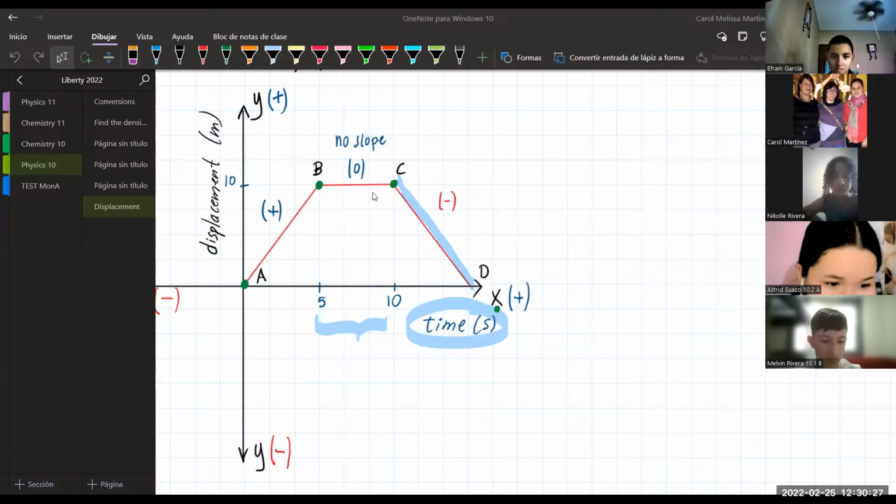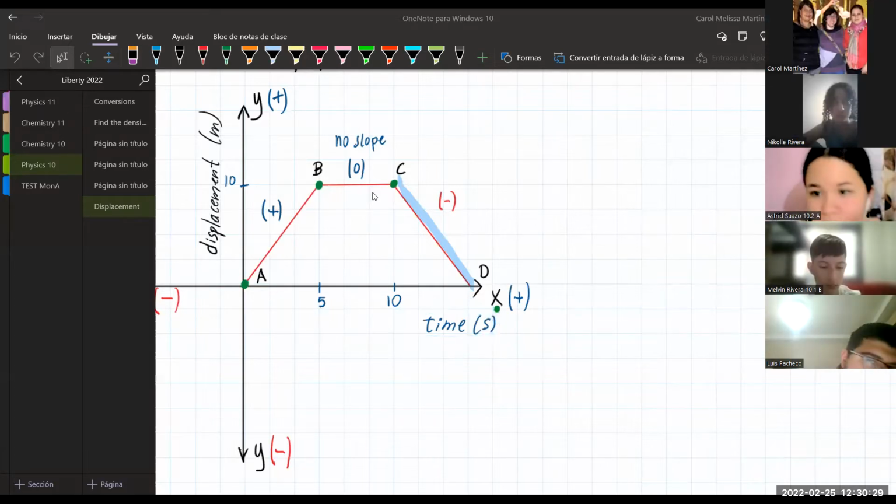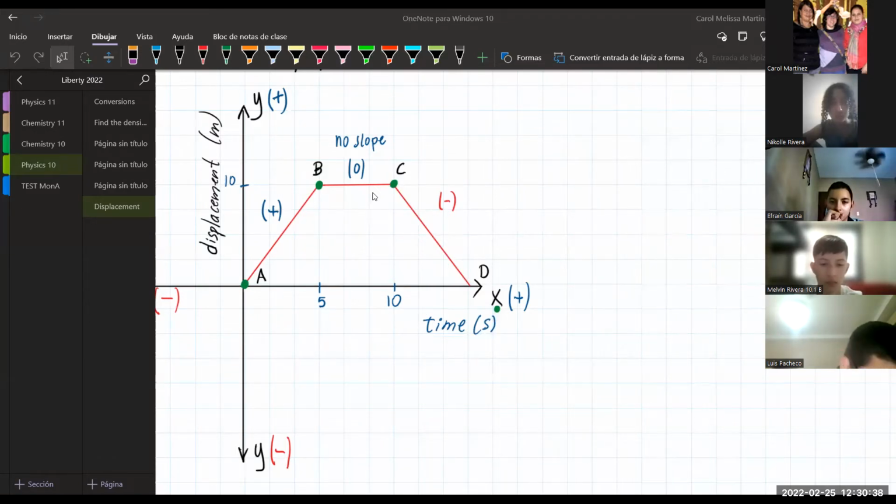Efrain, your question? Miss, so we just consider displacement when it is positive or negative, right? Yes, when there is no motion, displacement is 0, therefore the velocity is going to be 0 as well.